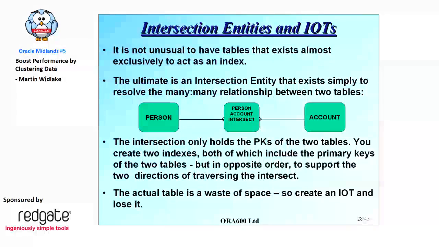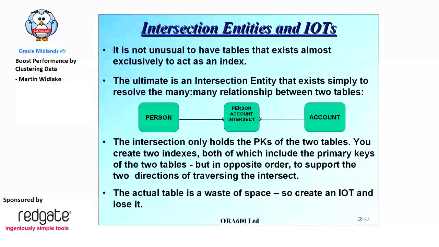Intersection entities. The only reason this thing exists is to hold the primary key of the person and the primary key of the account and to join them together. We all have lots of intersection entities. You usually create the table and then you have two indexes on it: person account and account person. The table is superfluous. Why don't you just create it as an index organised table with one index on it?